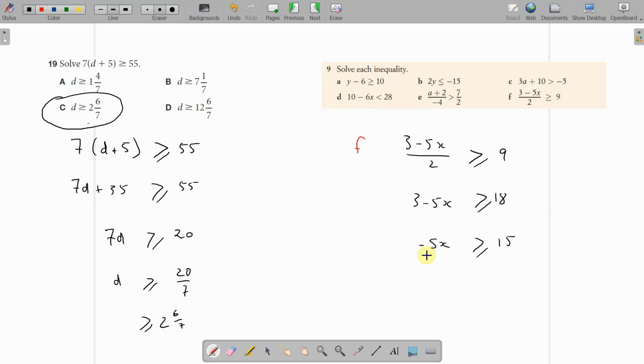Now we have to divide by minus 5, and that's where the tricky bit is, because then we have to reverse this sign when we divide or multiply by a negative. So divide by minus 5, that becomes x, and it becomes less than or equal to, divide by minus 5, that's minus 3. Yep. So when you multiply or divide in these with a negative, the sign reverses.